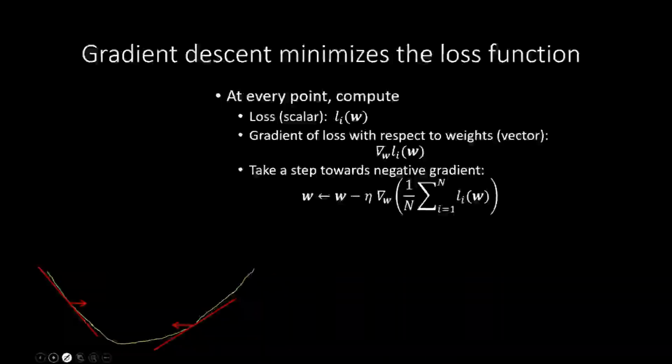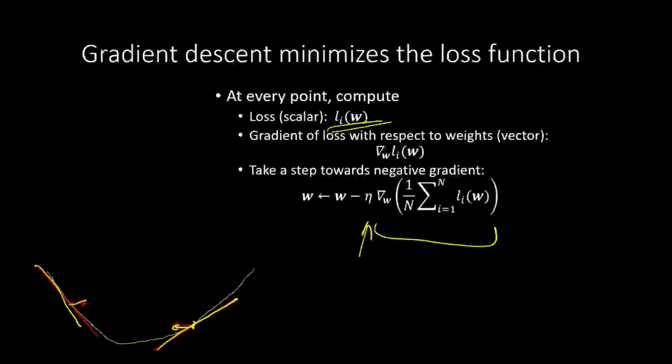So if we have a loss function and we want to minimize it, we will compute its derivative, right? And we will take a step towards the negative side of the derivative. So at this point, if the derivative is positive, then I will go left. Here, if the derivative is negative, then I will go right until I reach this point. So that is gradient descent.